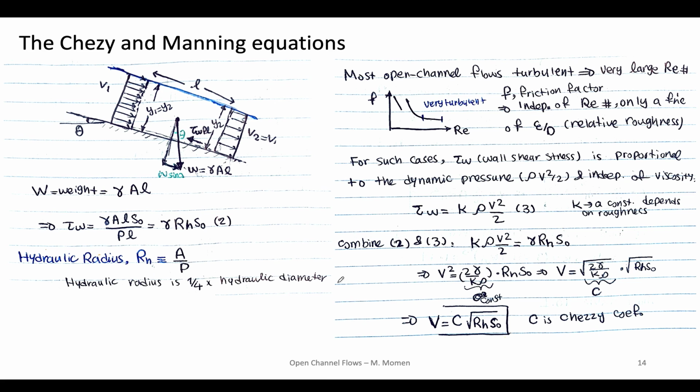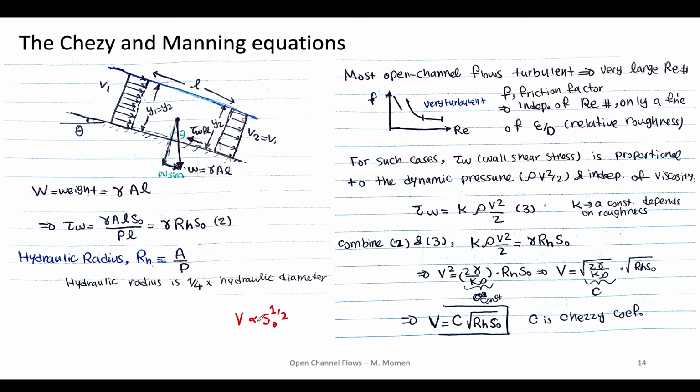So after doing some experiments, this relation between V and S naught, which is the bottom slope of the channel, to the power 1/2, was validated. Many experiments were done, and when we compared the velocity of the channel with the bottom slope of the channel, we found this relationship actually is valid.